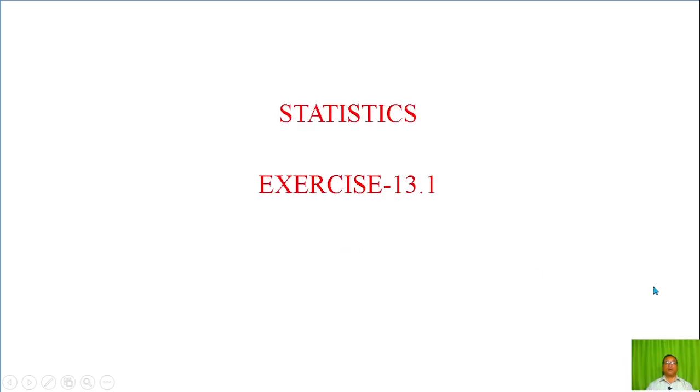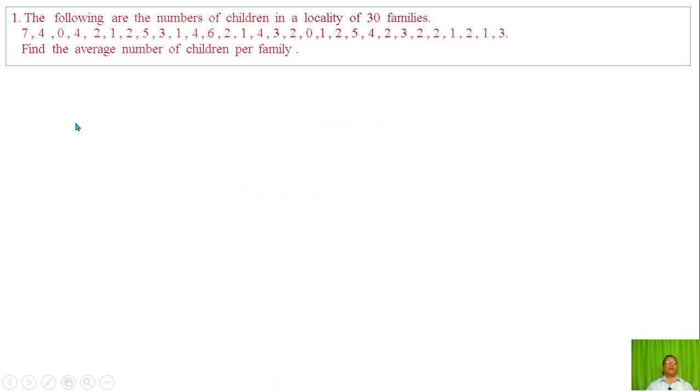Exercise 13.1. Question number 1. The following are the numbers of children in a locality of 30 families: 4, 7, 4, 0, 4, and so on. Find the average number of children per family.